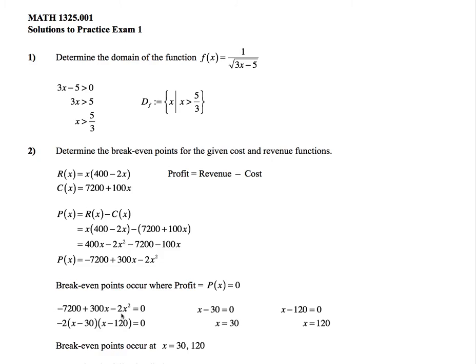So this tells us that we have a solution at x equals 30, because if we put a 30 in here, 30 minus 30 is 0. We don't care what the rest of this stuff is. 0 times anything is 0. Same can be said for this factor. 120 minus 120 is 0, and that makes all of this 0. So our solutions are 30 and 120. So whatever we're making and selling, if we make and sell 30 of them, we're going to break even. If we make and sell 120, we're going to break even. Anywhere in between those, and we'll make a profit.